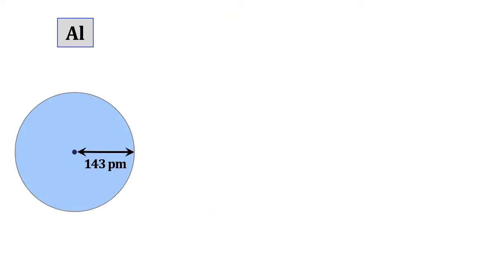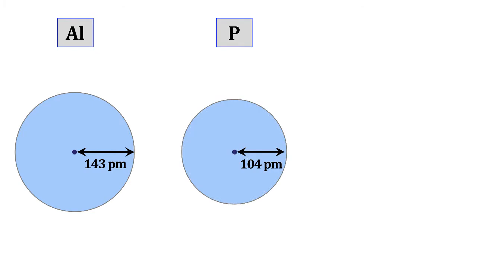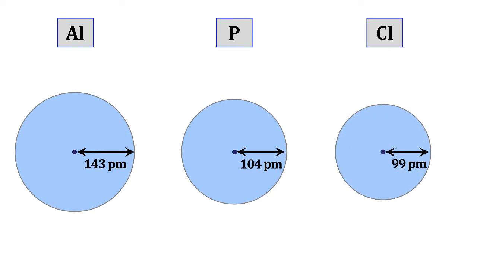And here are the actual sizes. Aluminum, 143 picometers for its radius, phosphorus, 104 picometers, and chlorine, 99 picometers. And you might notice, as with the trend going up or down a column in the periodic table, it's not exactly linear. It's just a gradually increasing or decreasing trend, but the changes in radius aren't the same from, in this case, aluminum to phosphorus as it is from phosphorus to chlorine.